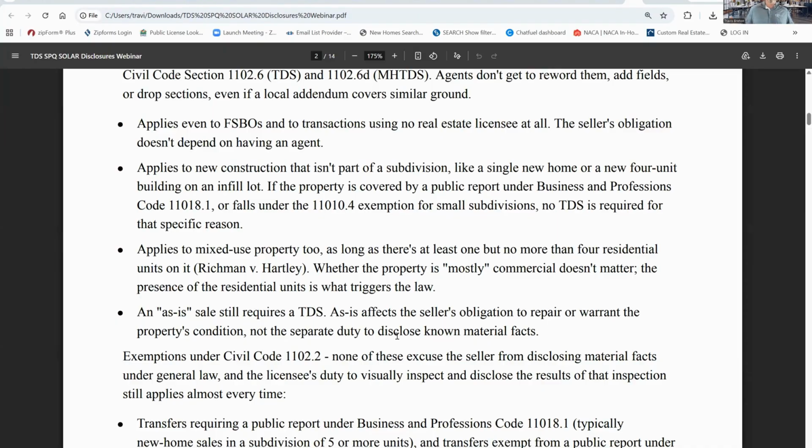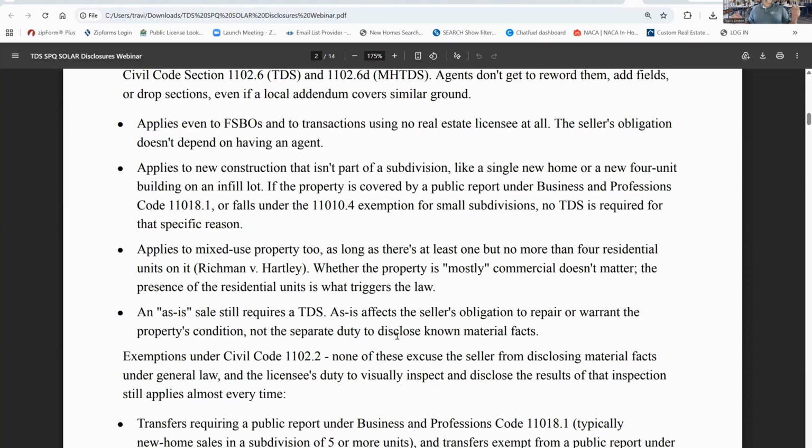So, you're taking your client over to go buy a home from DR Horton or something. No, you're not going to get a TDS there because that is part of a subdivision. It does apply to mixed use property as long as there's at least one, but no more than 4 residential units on it. Whether the property is mostly commercial doesn't matter. The presence of a residential unit is what triggers the law.